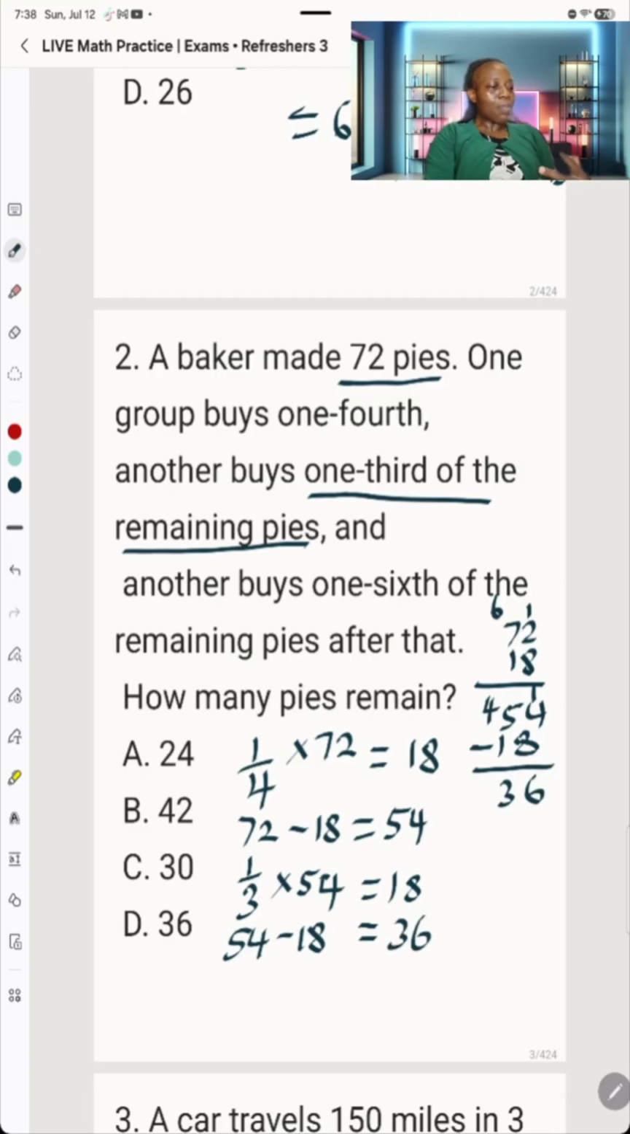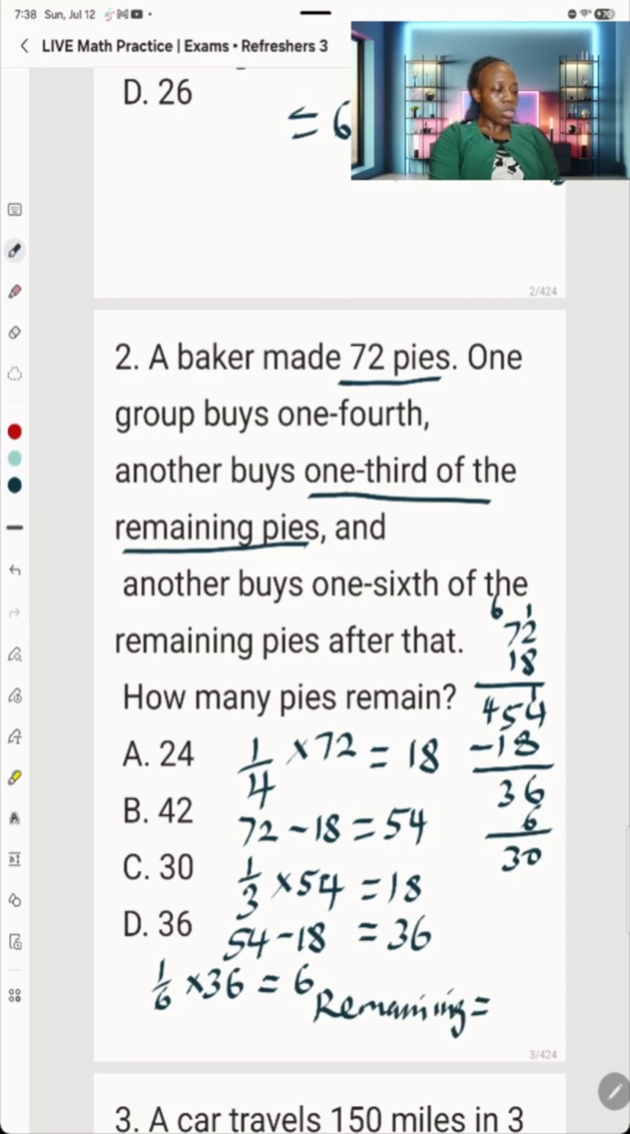Then another buys 1/6 of the remaining pies after that. So 1/6 of 36. That is 6. Then the question is now, how many pies remain? So let's subtract 6 from 36. That is going to be 30. We have 30 pies remaining, and that is C.